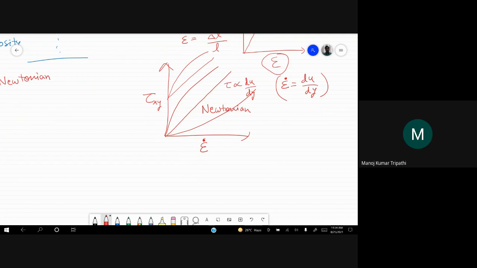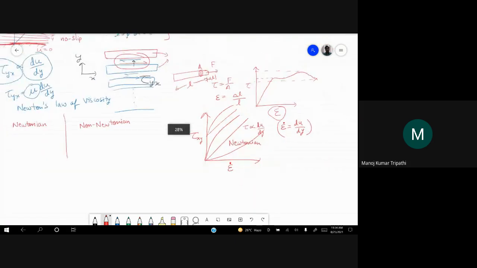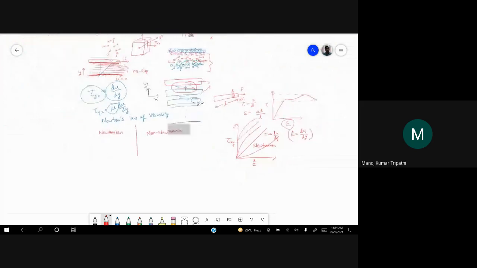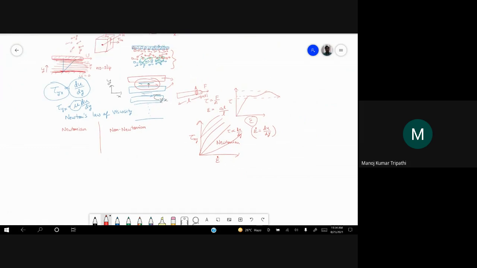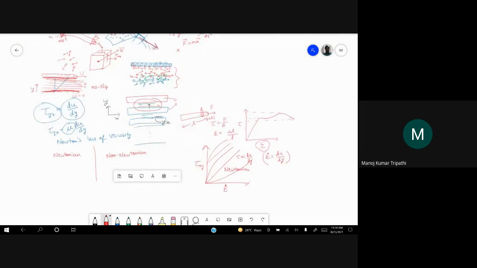And here we have just talked about tau xy versus epsilon dot, but for some fluids, it can also depend on time. This is strain rate, and that can change with time also. So those are different classes of fluids. In this course, we will deal only with Newtonian fluids most of the times, very less often for non-Newtonian. So that is all for today's class. If there is any question, you can ask.